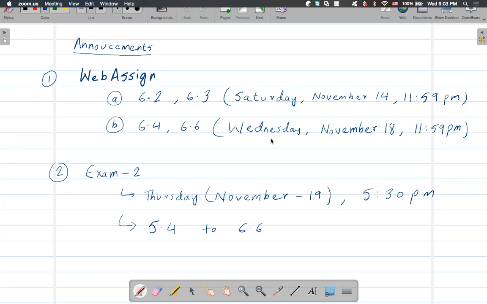Also, exam 2 will cover up to section 6.6. So starting from section 5.4 to 6.6 will be on exam 2.